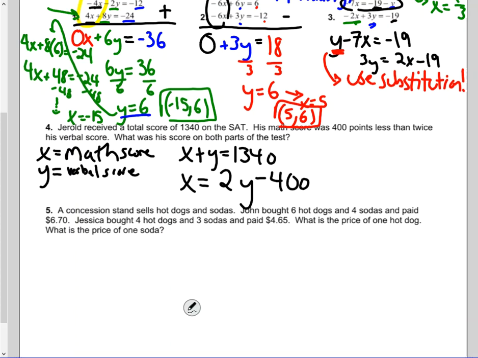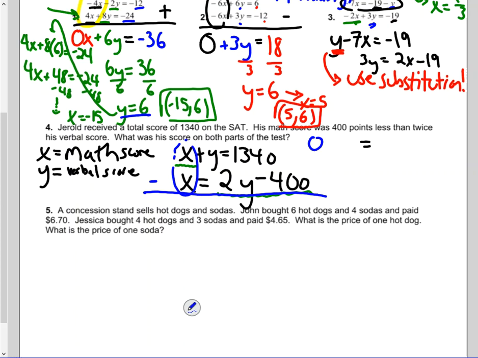At this point, we have one of two options. We could solve this using substitution, where we would take, because we've already solved for x with one of these equations, this bit here, 2y minus 400, and plug that in for the x in the previous equation. Or we could do elimination. I'm going to show you the elimination method. If we subtract these two equations, our x's are on the same side, and when we subtract x from x, we will get 0. I'll draw that equal sign in the middle.